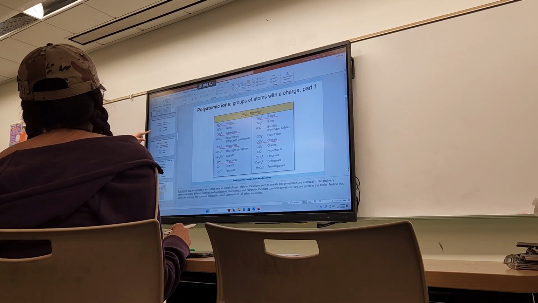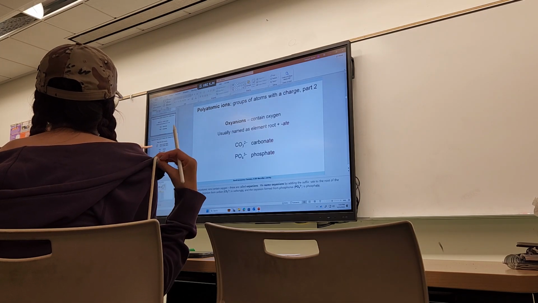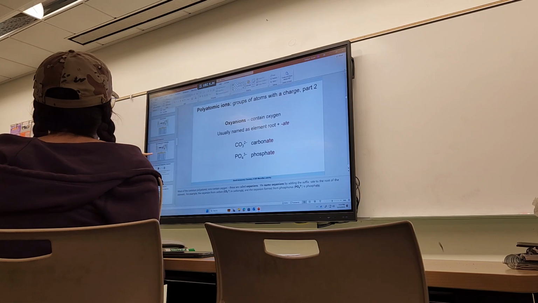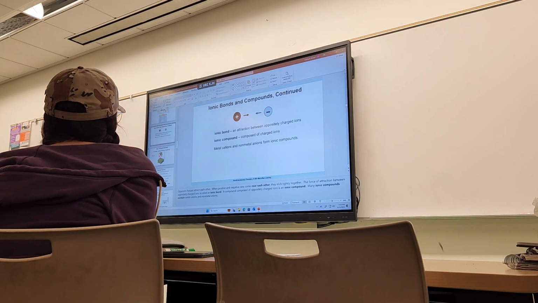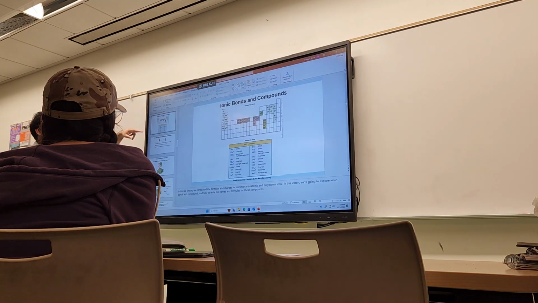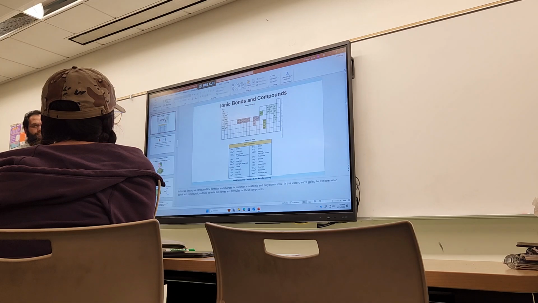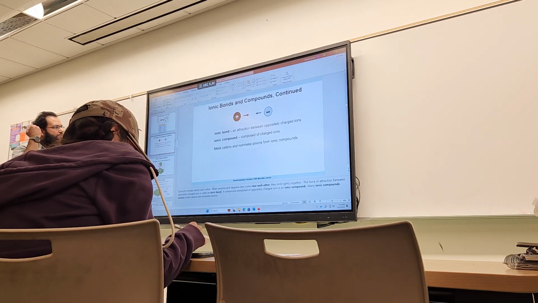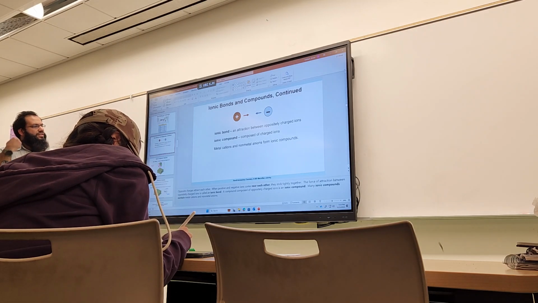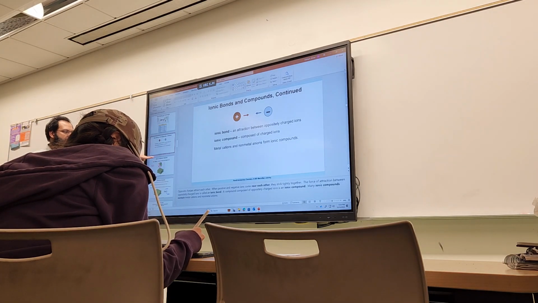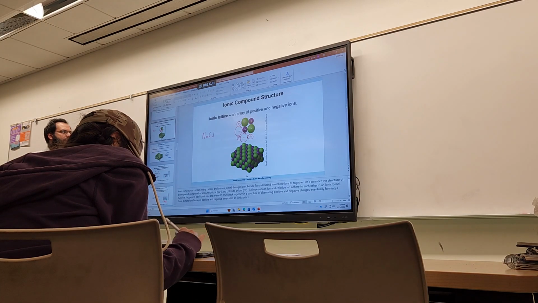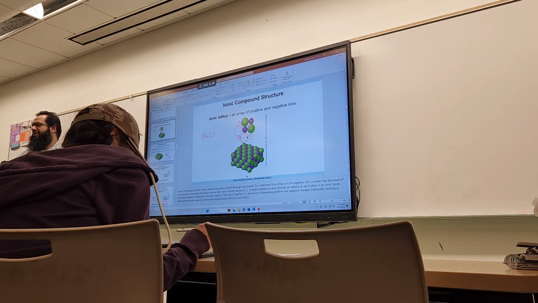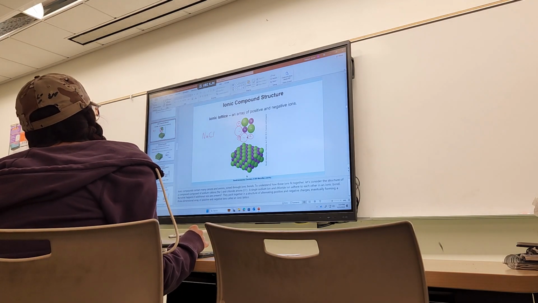When it comes to the naming, then we got into the ionic bonds. This page summarizes all the polyatomic ions and the charges. Now, the ionic bond is a bond between a positively charged ion and a negatively charged ion. They're usually in an ionic lattice where you have a positive, negative, positive, negative arrangement.